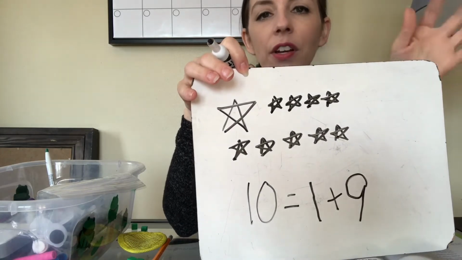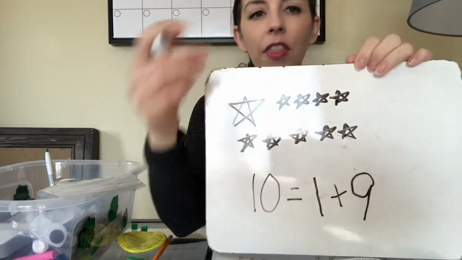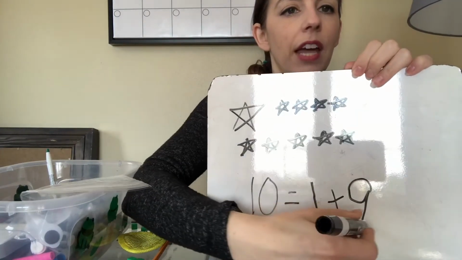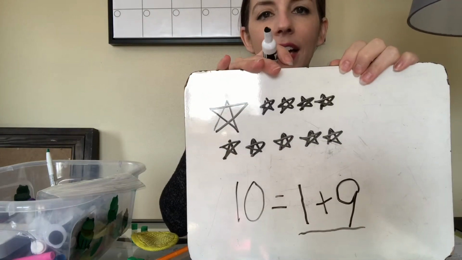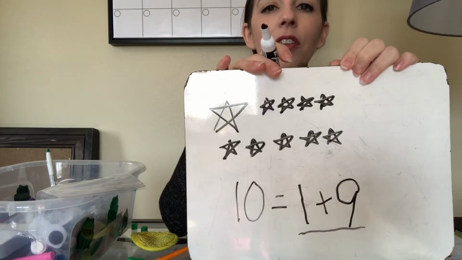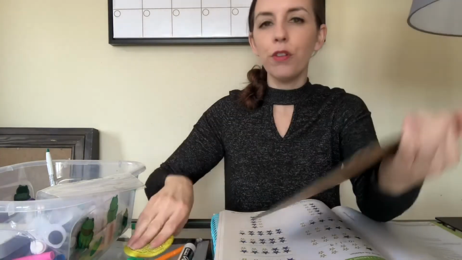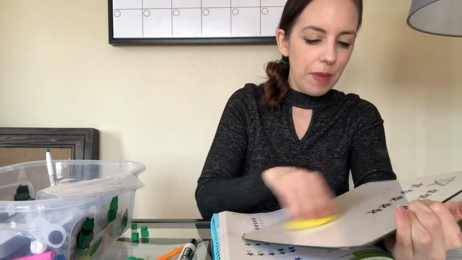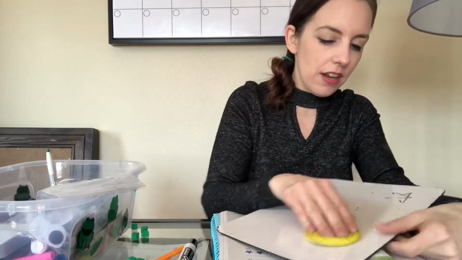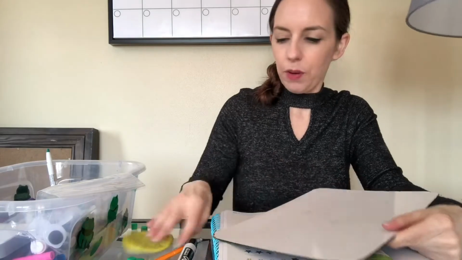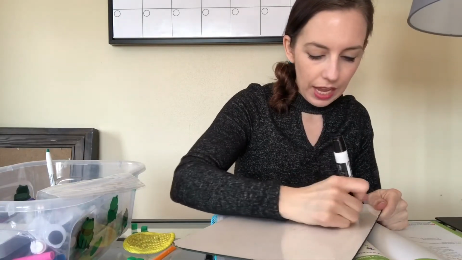Now, what are the number partners of 10? 1 and 9 are the number partners of 10. They're the two friends that go together to become a 10. And there has to be two friends that go together to make a 10. So now let's try another one where I do some different big stars. The big stars are going to be the blue stars, okay?